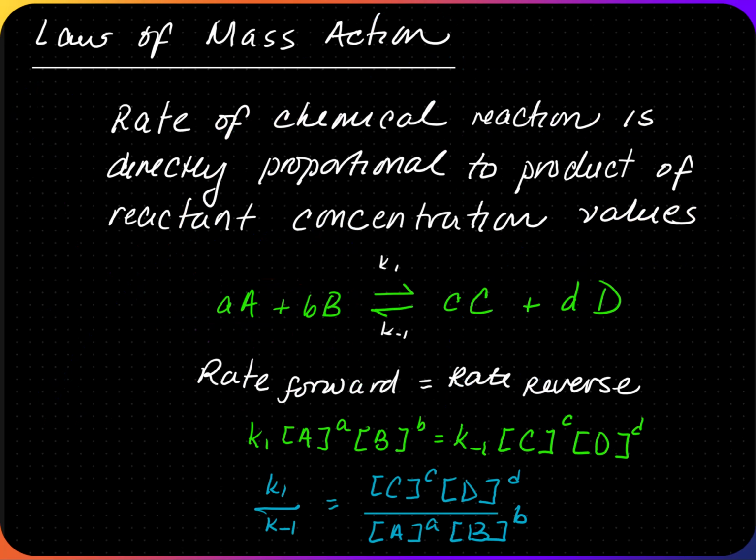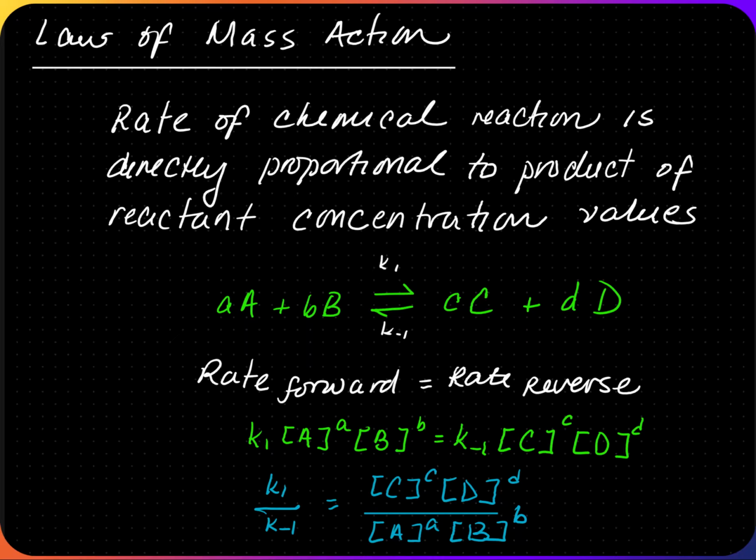The law of mass action states that the rate of the chemical reaction is directly proportional to the product of the reactant concentration values. So if I have the same equation as before, in which the capital letters are reactants and products, and the small letters are coefficients of the balanced equation, we can say after a given amount of time, it will reach equilibrium. In the forward direction, k1 is the rate constant. In the reverse direction, k-1 is the rate constant.